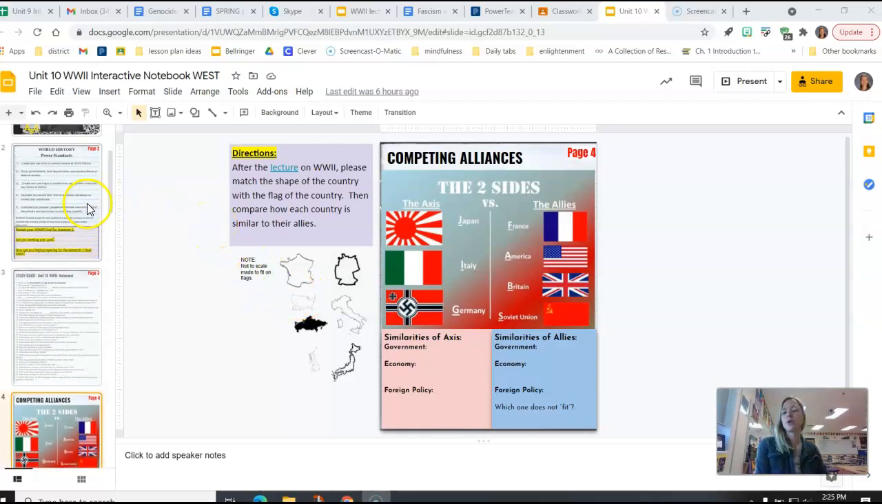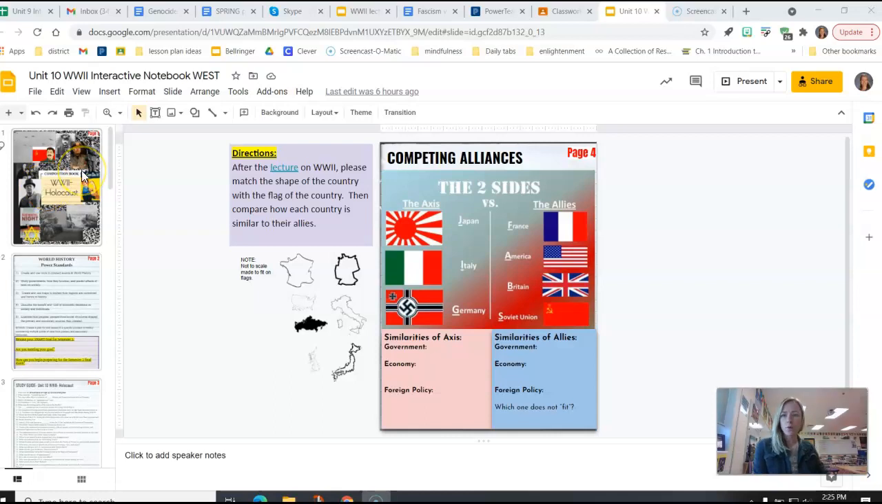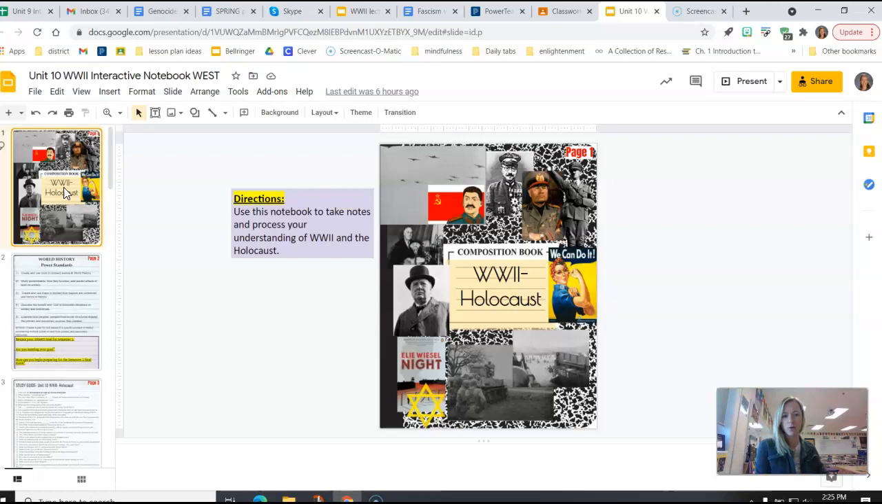Today we are starting Unit 10 over World War II and also the Holocaust. If you take a look at your new interactive notebook, it'll give you an idea of some of the people we'll be talking about, some of the things we'll be speaking about.